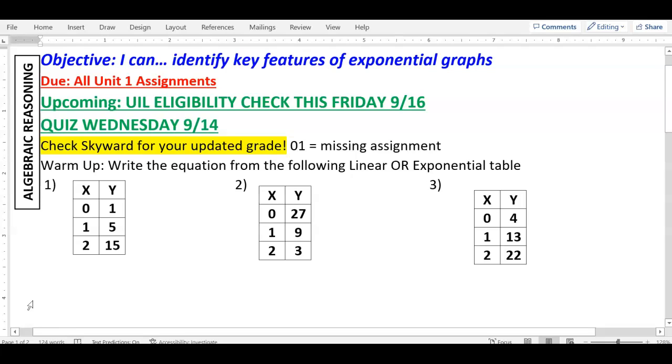A couple of things. Again, always write the blue sentence in the second column, right?